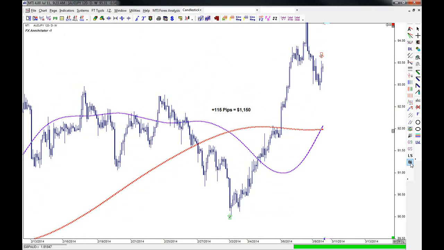So let's go ahead and let's see how many pips we just generated. So we got into the market right here. We got into the market right here. All right. We got out of the market right here. How many pips is that?